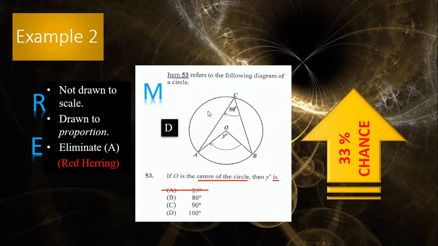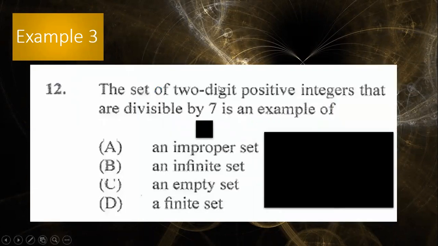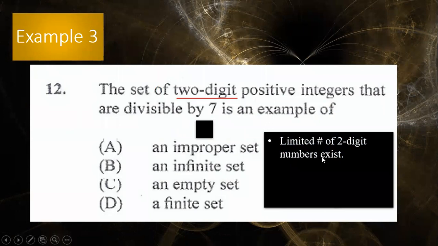All right. And with that, let's go on to example 3. The set of 2-digit positive integers that are divisible by 7. Example of what? Right away, we underline 2 digits. We know to ourselves that there's a limited number of 2-digit numbers, period. So in the numerical universe, the number of 2-digit numbers is a limited amount. So instantly, which answer is incorrect? A, B, C, or D?